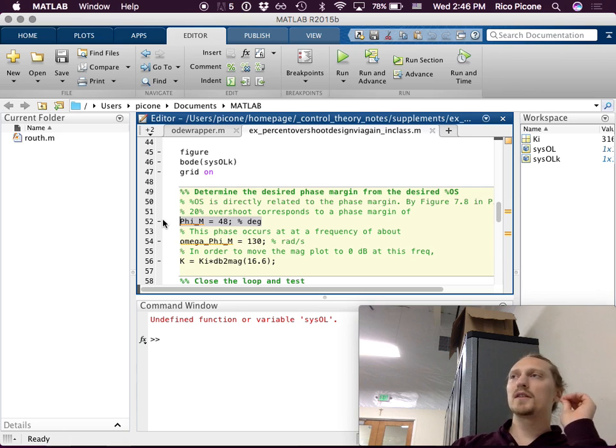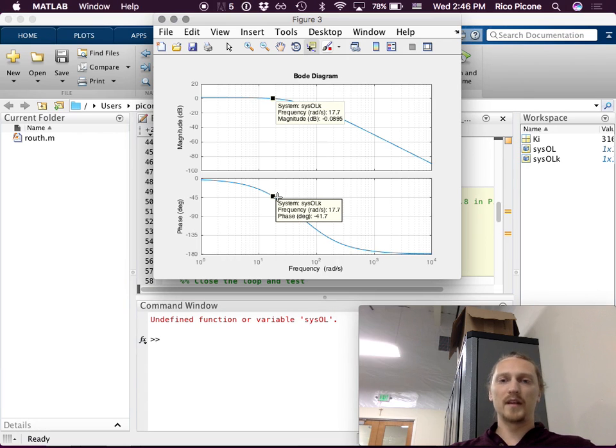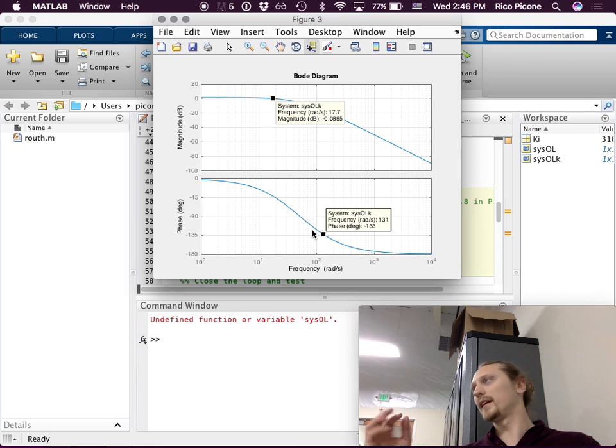So this phase occurs at a frequency of about 130 radians per second. We know that from this. So a phase margin of 48 occurs at a phase of negative 132, right? Is that right? Within the accuracy of these points, I could get a little closer if I put more points in my Bode plot.